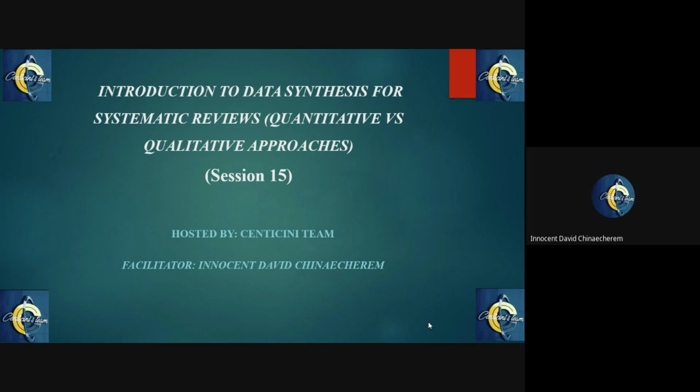We're going to be looking at an introduction to data synthesis for systematic reviews, and we're going to look at some of the various quantitative and qualitative approaches one could embark on while performing your data synthesis. This introduction is going to lay a foundation for people who are systematic reviewers or aspirants of research, and you're having that dedication of performing very robust evidence that can inform practice.